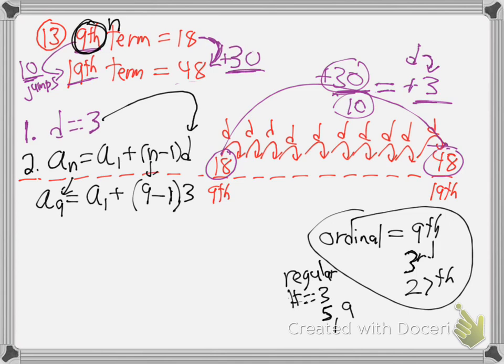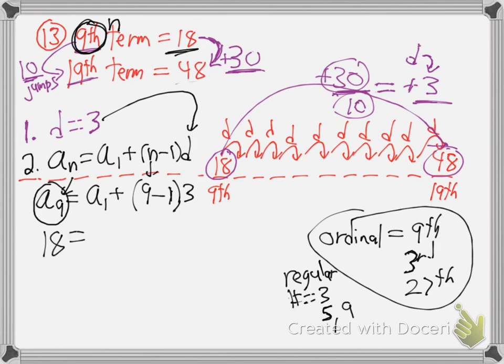So then, they're pretty good so far. I just took our formula, the one we're going to use all the time: a sub n equals a1 plus n minus 1 d. Plugged in 9 for n. The ordinals are in. Now, what is a sub 9? What is the 9th term? 18. 18, they told me.